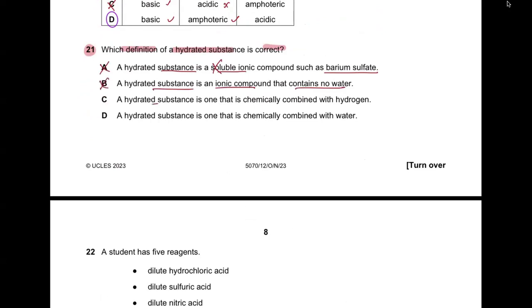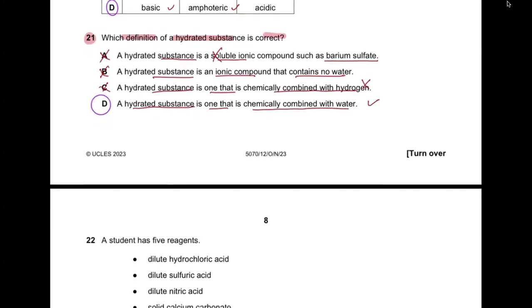So B is wrong. A hydrated substance is one that is chemically combined with hydrogen. A hydrated substance is the one that is chemically combined with water. Yes, it is. So D is the correct answer. And as we have eliminated the first three, obviously D is correct.